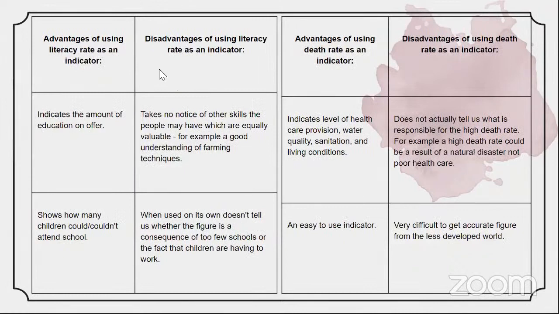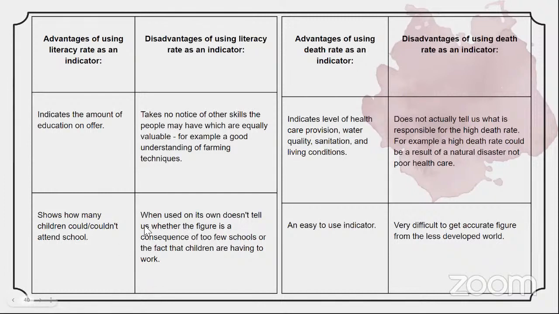Next is literacy rate. Literacy rate ni more on education. So it indicates the amount of education on offer. So if the literacy rate is high, that means the education is good. There is much education that is offered. Then it shows how many children could and couldn't attend school. So if the literacy rate is high, that means more children entering school, attending school. But if it's low, then the opposite of it.